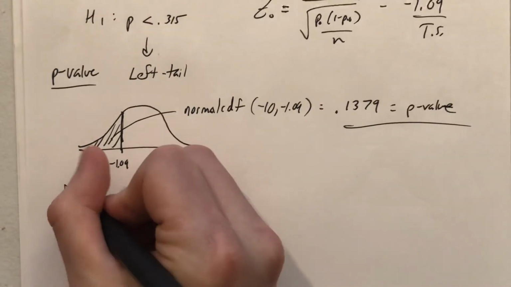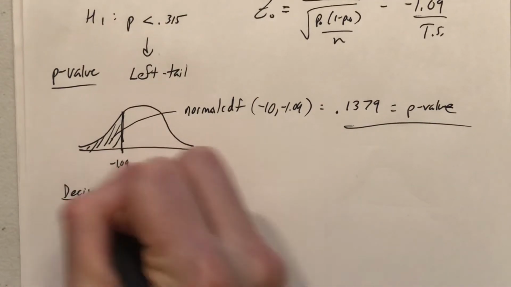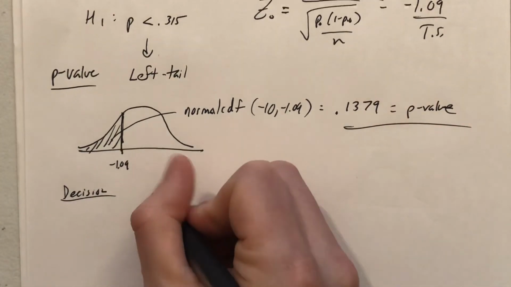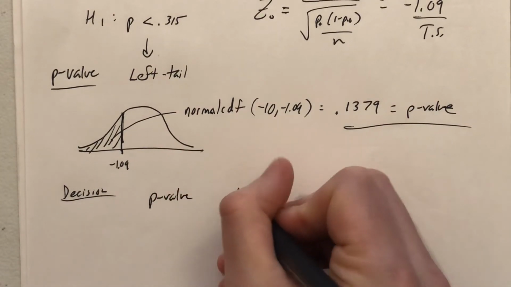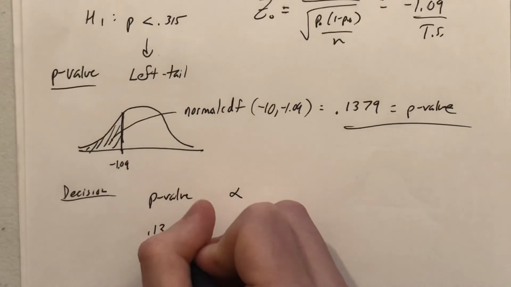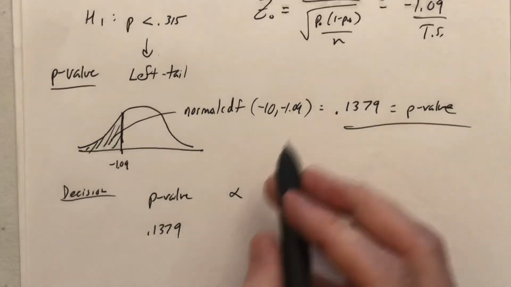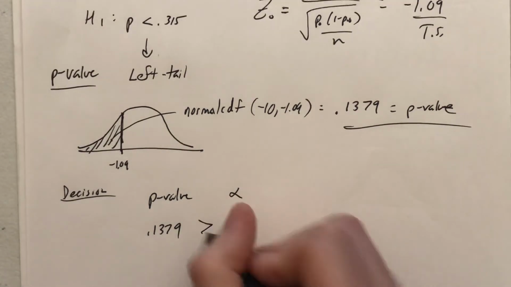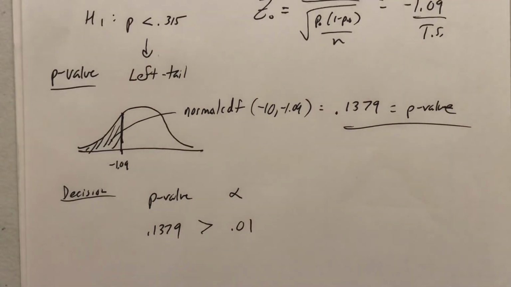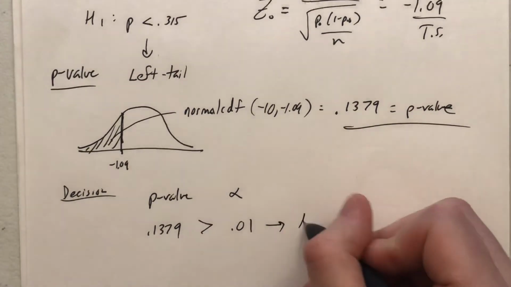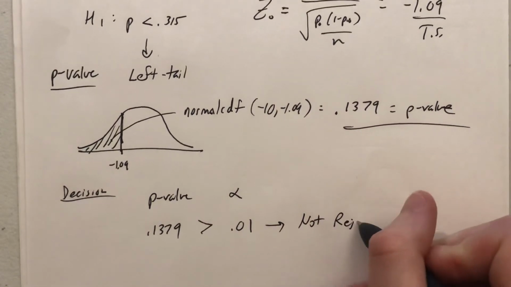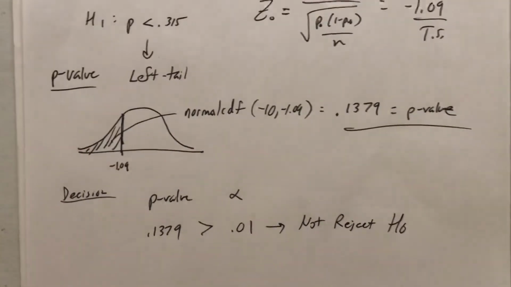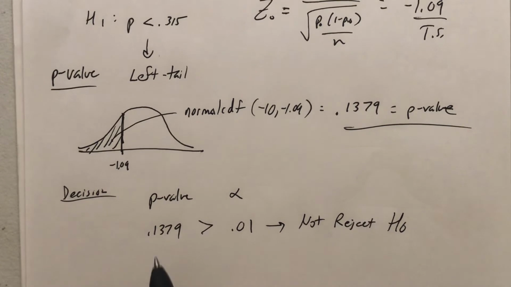And so for our decision step, we now compare the p-value to alpha. We've got 0.1379, but our alpha was only 0.01. So the p-value is definitely much larger than alpha. And so in the scenario for the p-value, if the p-value is larger than alpha, we do not reject the null. And again, think of it this way.